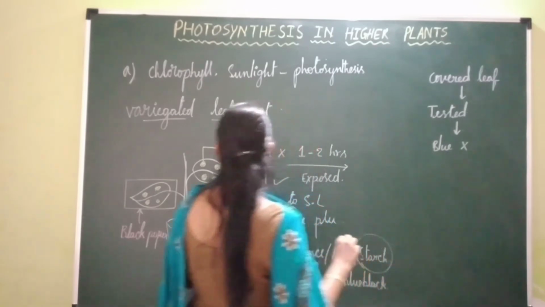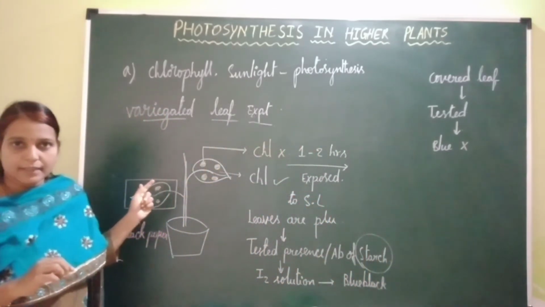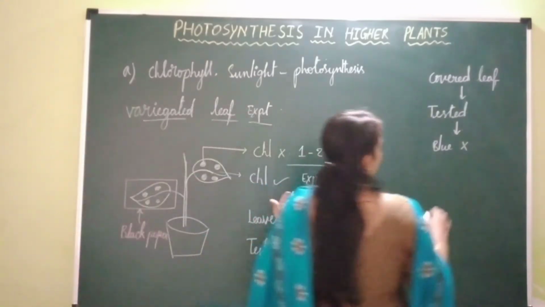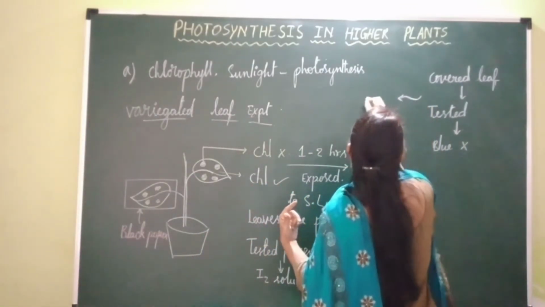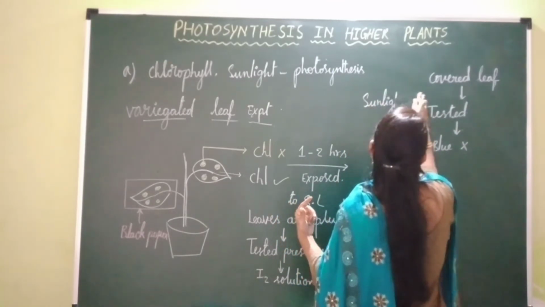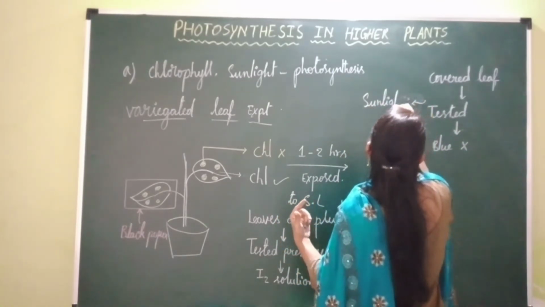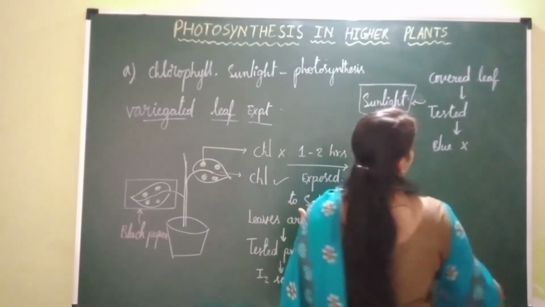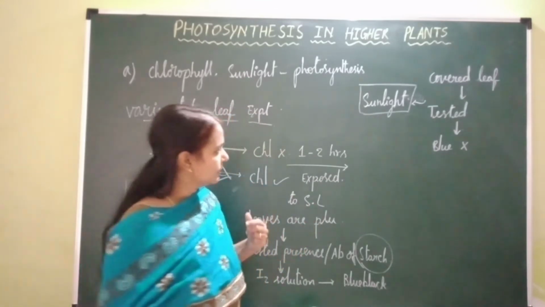Why is it absent? Because this leaf has not been exposed to sunlight. So when there is no sunlight, there is no photosynthesis. So this shows that sunlight is essential for the process of photosynthesis to occur in green plants.